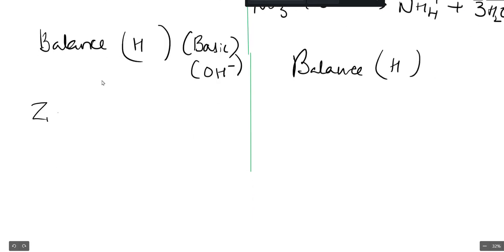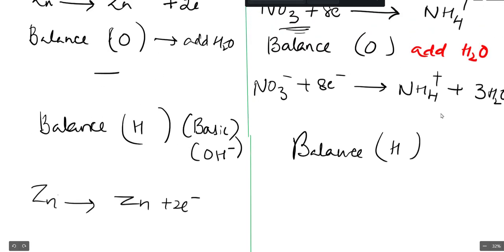That's nothing but Zn gives me Zn plus 2 electrons. There is no hydrogen, nothing to see. But here there is hydrogen. See here, there is hydrogen in this case, isn't it? I need to balance that. So here the hydrogen is on the RHS side, correct? Now I said basic medium. Remember, here it is H plus. To neutralize that, you will be adding OH minus on the same side. Remember, once again, to neutralize the H plus, you need to add OH minus also.